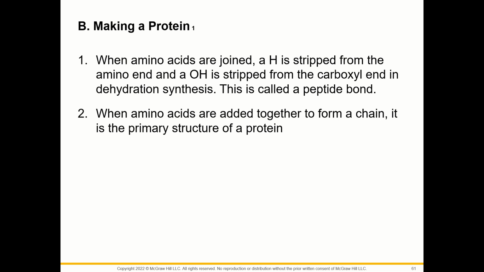So, how to make a protein? When amino acids are joined, a hydrogen ion is stripped from the amino end, and a hydroxide is stripped from the carboxyl end. And so you might be like, oh, that's dehydration synthesis. And that is correct. It sure is. And so the resulting bond is called a peptide bond. When amino acids are added together to form a chain, it is the primary structure of the protein. That also can be called a polypeptide chain.